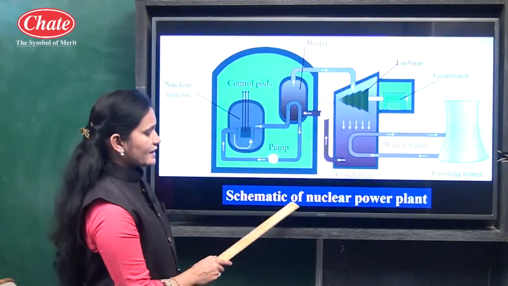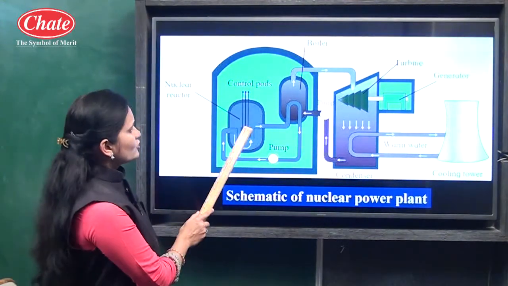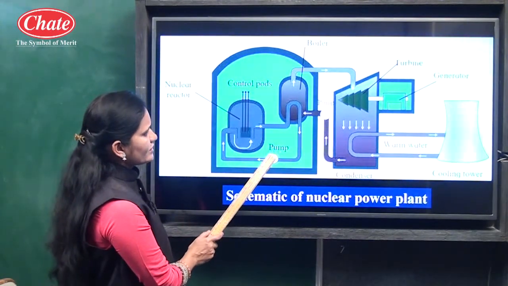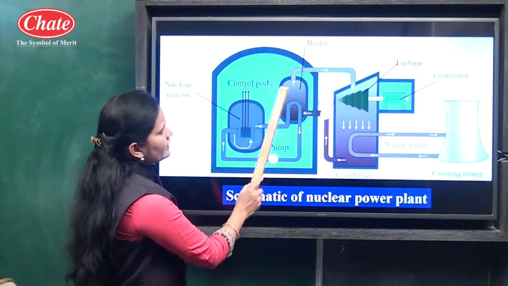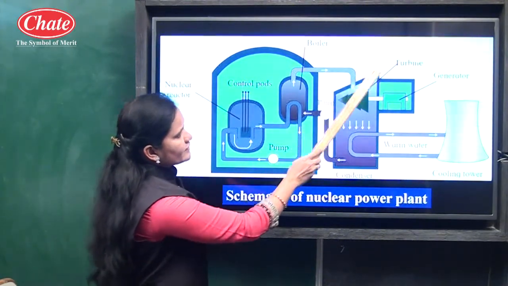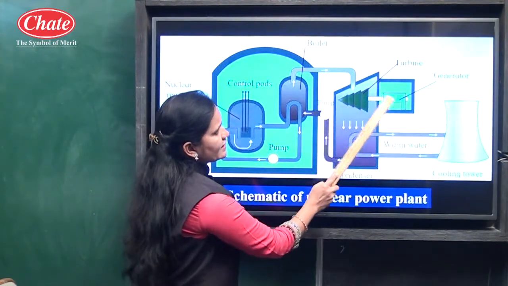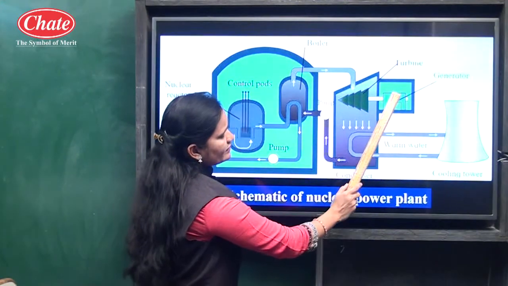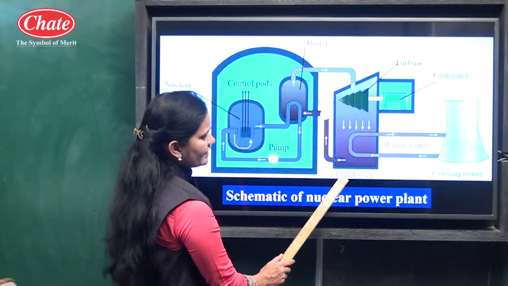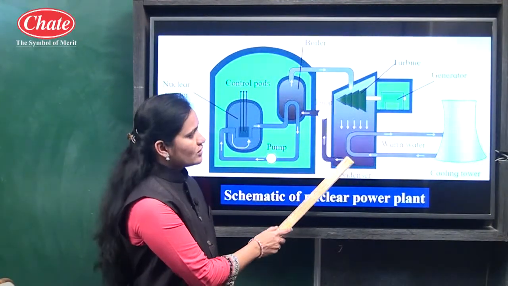This is the schematic of a nuclear power plant. Observe this carefully. Here the nuclear reactor is there, which controls the process. After that, it is connected with the pump, and one boiler is there to boil the water. This is also connected with a pump. After that, it is connected to the turbine, and the turbine is connected to the generator, and through this generator we can get electrical energy. Downside of it, a condenser is there to convert the steam into water.